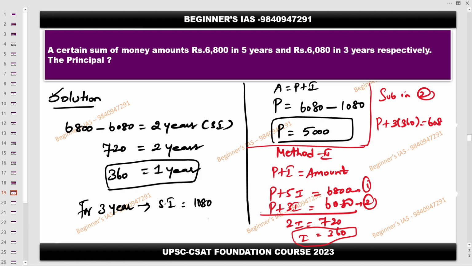This is an equation kind, but this is the simple method. So 1080, which is equal to 6080. Then similarly you will get p is equal to 5000. You can take any method. Same only we have applied, but without using any equations. Clear?